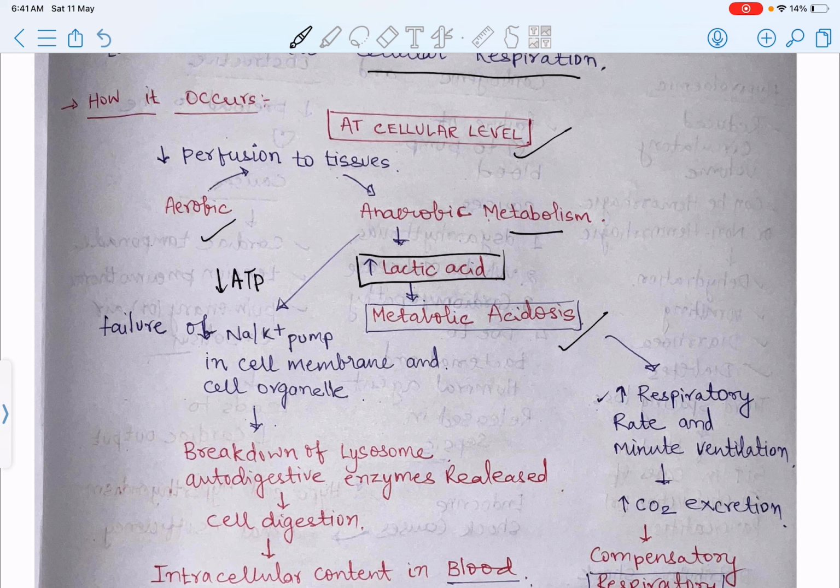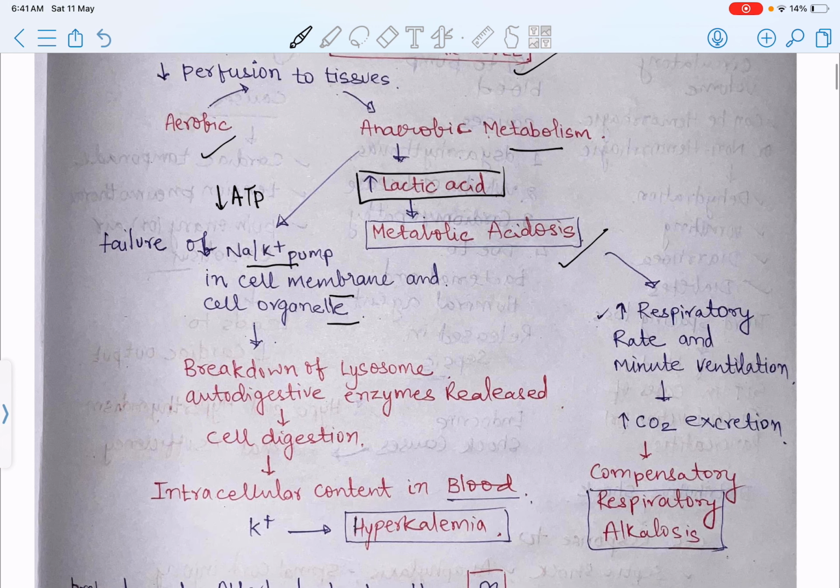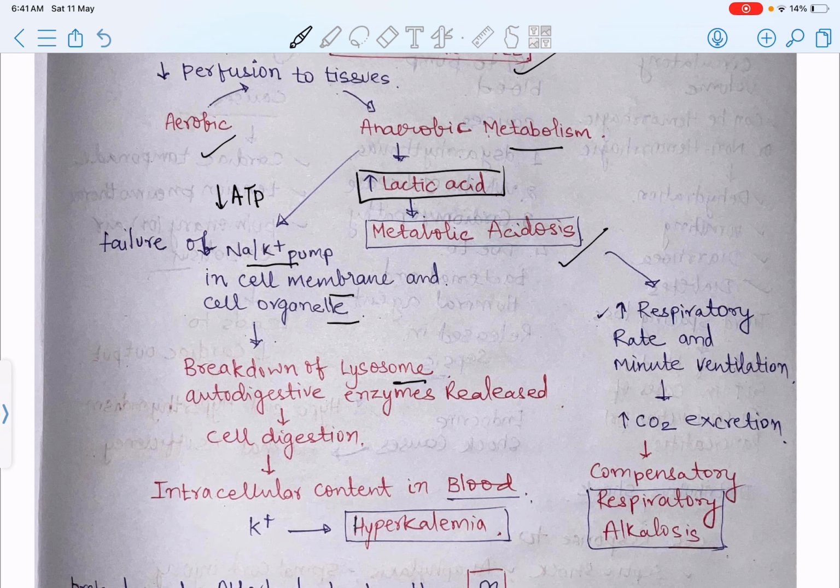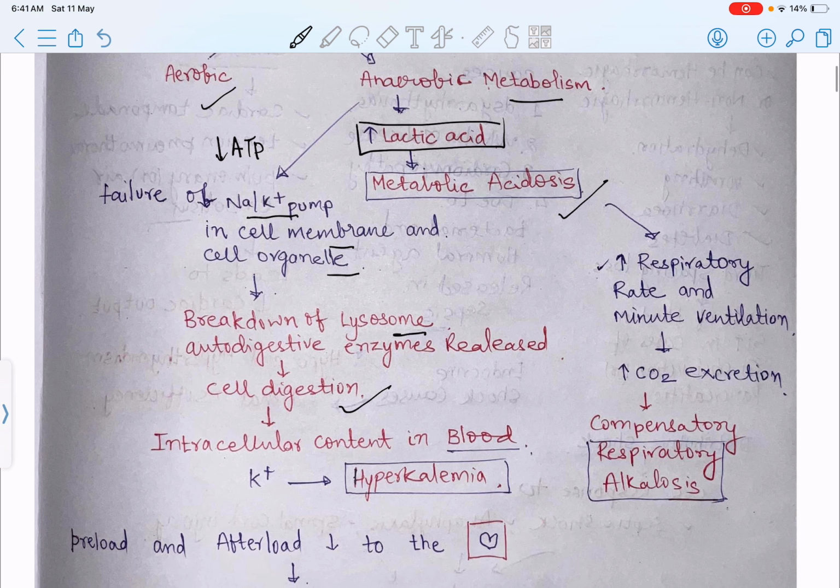This leads to the failure of the sodium potassium pump in the cell membrane and the cell organelles, which leads to the breakdown of the lysosomal membrane and release of autodigestive enzymes, which leads to cell digestion and release of contents in the blood, such as if potassium is released into the blood, it leads to hyperkalemia.